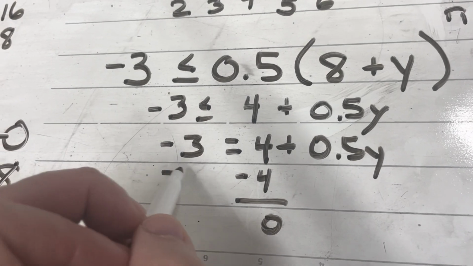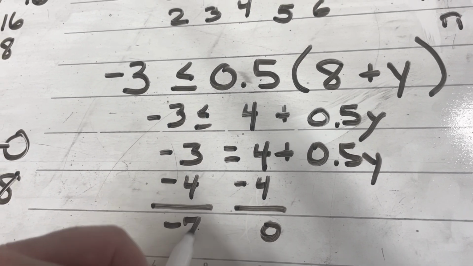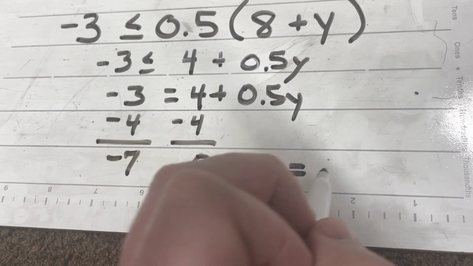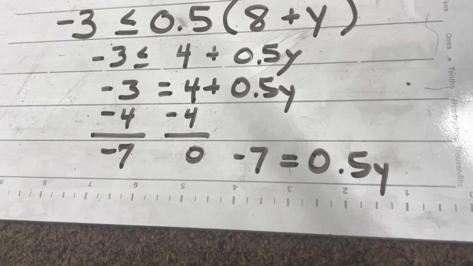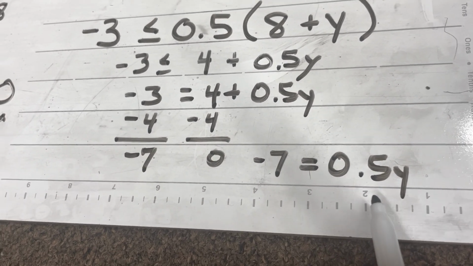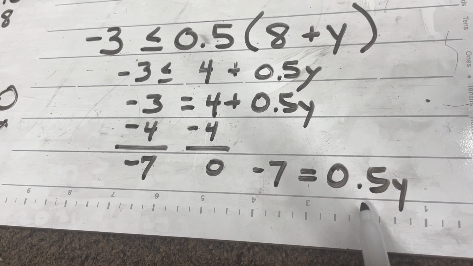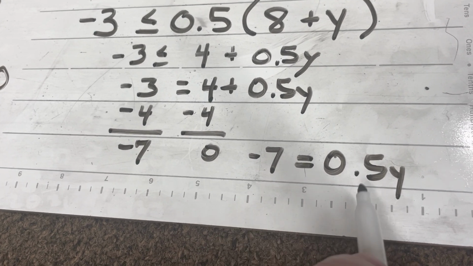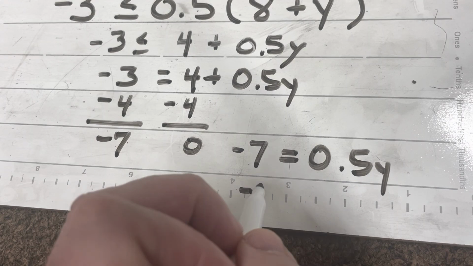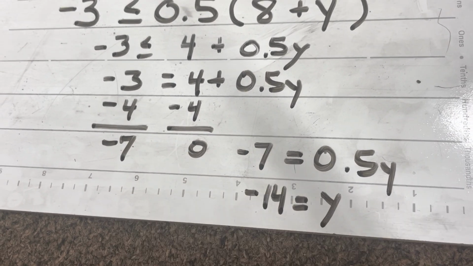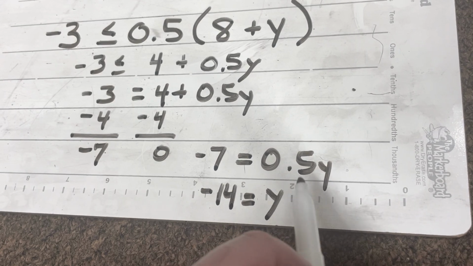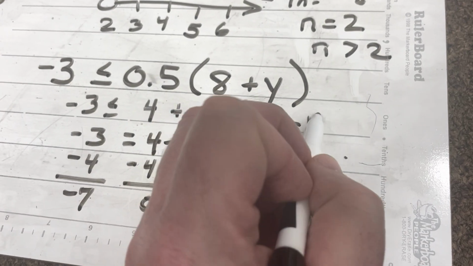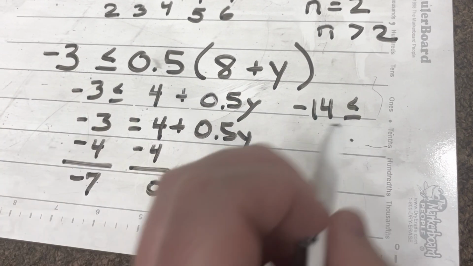I'm going to subtract 4 from both sides. That's going to give me 0 there. I'm going to do negative 3 minus 4. That's going to equal negative 7. Okay, so I'm going to end up with negative 7 equals 0.5y. Well, I'm going to be dividing everything by 0.5 to isolate the y. If I were to plug that into my calculator, negative 7 divided by 0.5, I would find that negative 14 is what equals y. Now, there's no negative associated with the variable, so my inequality is not going to change. It's going to be negative 14 is less than or equal to y.